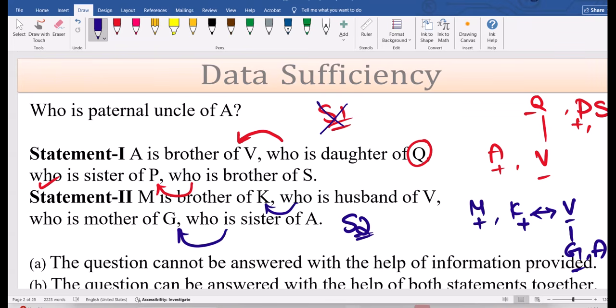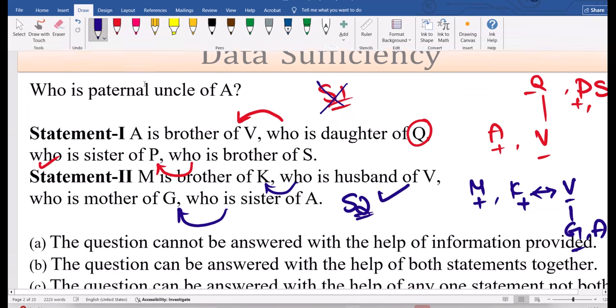Now, A's mother is V, A's father is K, K's brother is M. Statement 2 alone, okay. M is paternal uncle of A. As per statement 2, we can clearly have a picture. M is paternal uncle of A. A's mother is V, A's father is K, father's brother is M. So father K, brother is M. So I can say statement 2 alone is okay.